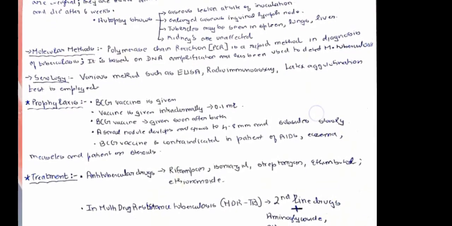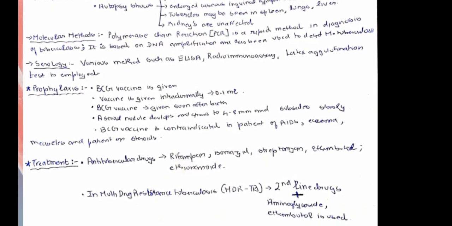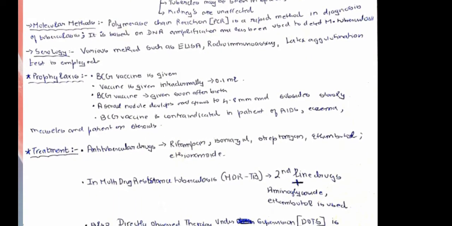So here we end the lab diagnosis. Coming to the prophylaxis, the BCG vaccine is given intradermally, approximately 0.1 ml, soon after birth. A small nodule develops and it grows to approximately 4 to 8 millimeters, and it subsides slowly. The BCG vaccine is contraindicated in patients with eczema, measles, and patients on steroids.